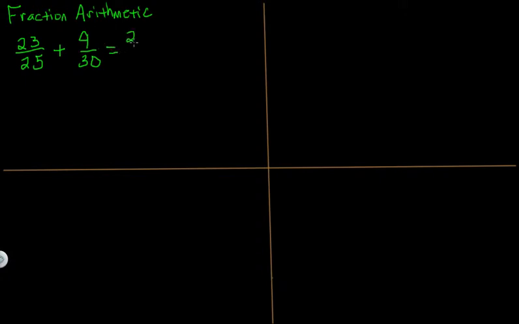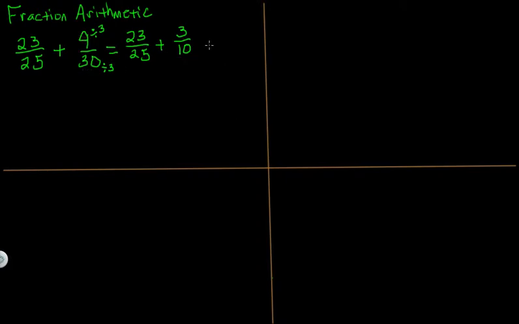So our 23/25ths is going to stay the same because that's already in simplest form. Then 9/30ths, we can divide both 9 and 30 by 3 to simplify that. So 9 divided by 3 is 3, and 30 divided by 3 is 10. All right, so now we have simplified 9/30ths into 3/10ths.